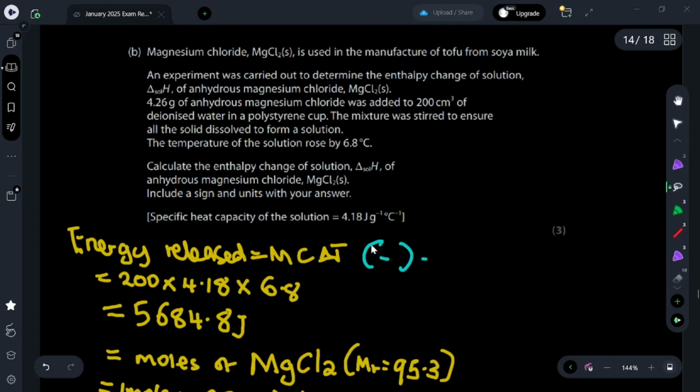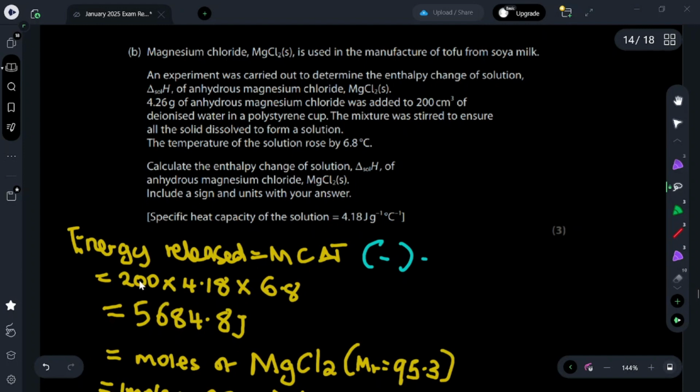And our value is supposed to be negative now that we know that the temperature rose. So we know energy was lost to the surrounding. That is why the temperature rose, hitting the thermometer, which is part of the surrounding.